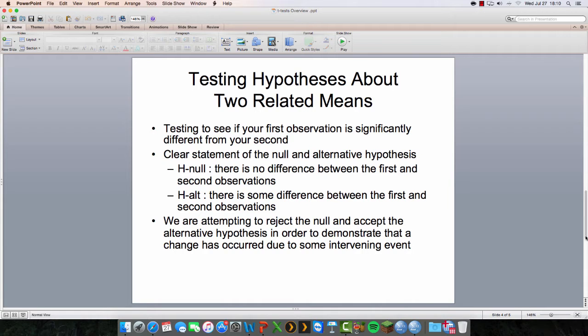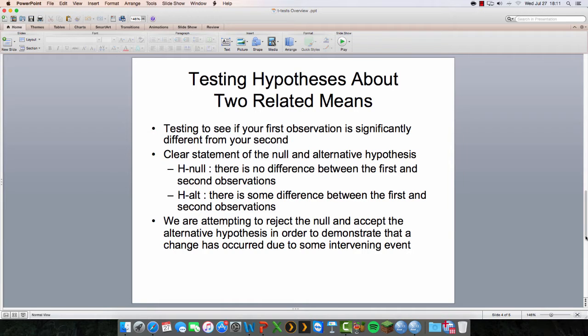So we have a clear statement of the null and the alternative hypotheses. We have the null hypothesis that there's no difference between the first and the second observations. Once again, see, the null is no difference, nothing, nada, ain't nothing going on. And the alternative hypothesis that there's some difference between the first and the second observations.